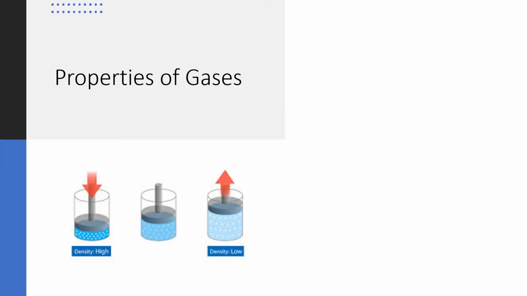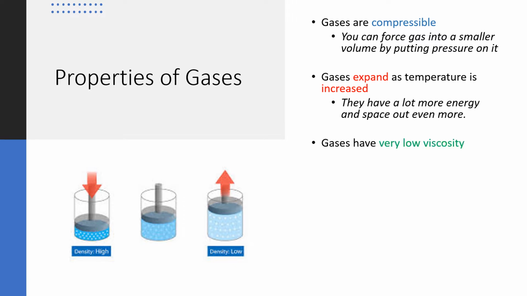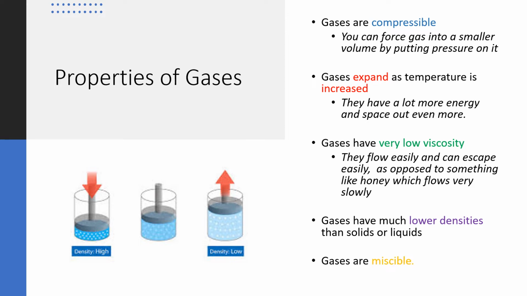Some key properties of gases are that they are compressible, meaning you can force gas into a smaller volume with pressure. When heat is added, gases expand and the particles move faster and further apart. Gases also have very low viscosity, so they can escape a container very easily, as opposed to something thick like honey. Gases are also less dense than solids and liquids, and they are miscible.